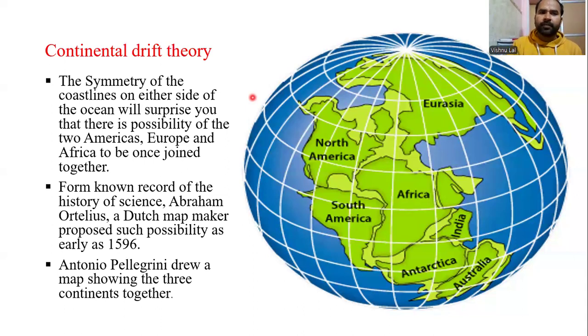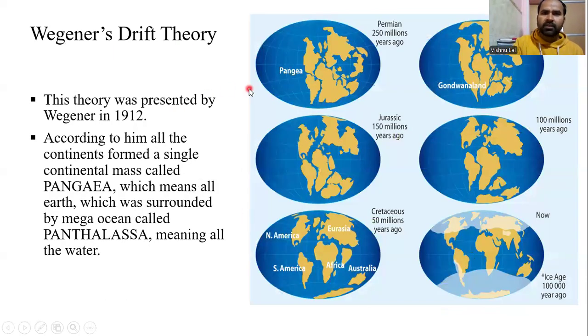So first, in 1596, Abraham Ortelius proposed such a similarity. After that, some other progress was made. These discussions were going on among different scientists and philosophers, that the present positions of continents were not the same in the past.